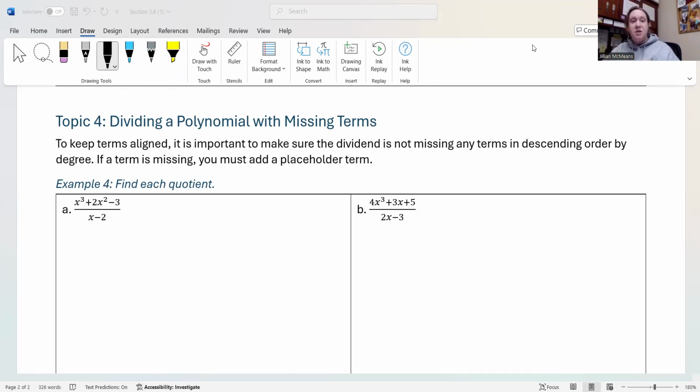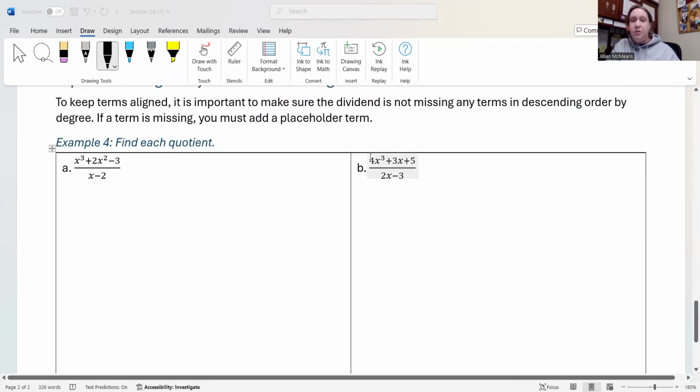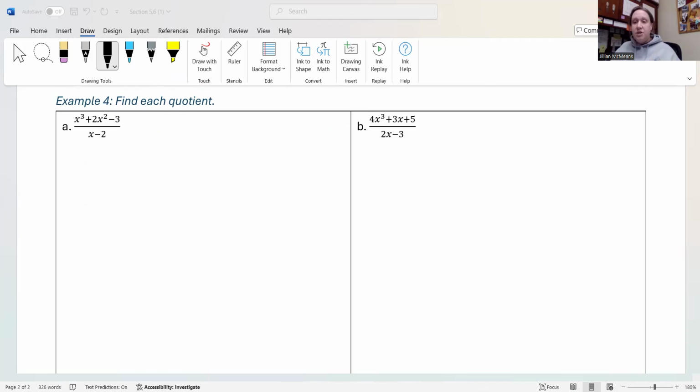So to keep terms aligned, it is important to make sure the dividend is not missing any terms in descending order by degree. If a term is missing, you must add a placeholder term. Let me show you how to do that. The last two examples will have missing terms, and we'll figure out how to fix that. Directions are the same, just find each quotient. If you look here, we have x to the third plus 2x squared minus 3. What we're missing is a plain x term. So when we rewrite our dividend, we want to make sure, number one, it's in standard form, and number two, it's not missing a term in order of degree, okay? And if it is, we just put a placeholder there.